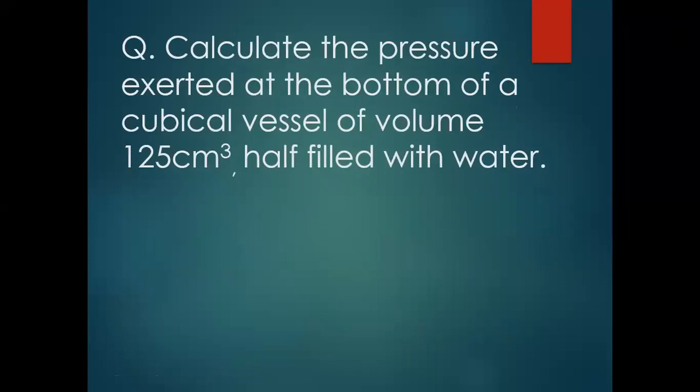Write this question also. Note down in your copy. It's your homework. Calculate the pressure exerted at the bottom of the cubical vessel of volume 125 centimeter cube, which is half filled with water. Half filled with water, what does it mean? Then the height of the liquid column will be half of the height of the vessel. So it is called half filled.